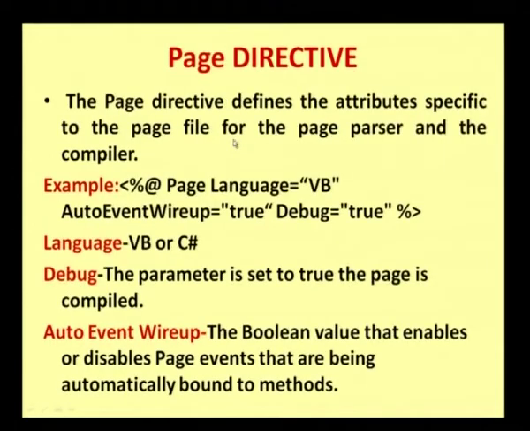The first directive is the page directive, which defines the attributes specific to the page file or the page parsed by the compiler. For example, scriptlet @ Page Language equals VB. So it specifies the script has been written in VB, and AutoEventWireup equals true. So language, AutoEventWireup, and Debug are called attributes of the page directive. Language is VB, AutoEventWireup is set to true, meaning the page will be compiled automatically. Debug is set to true; initially it will be false.